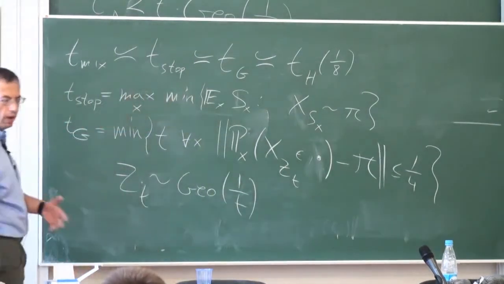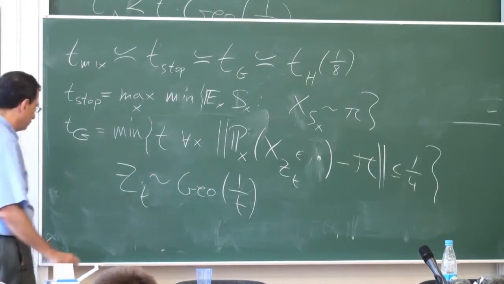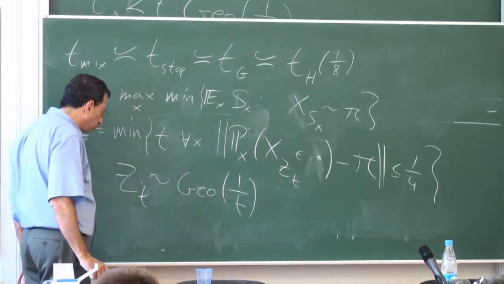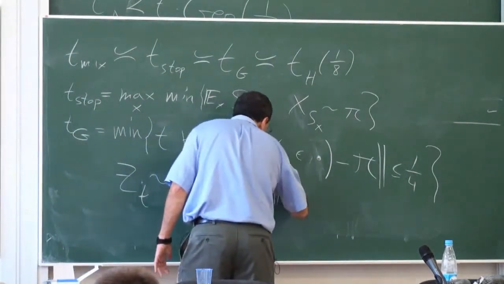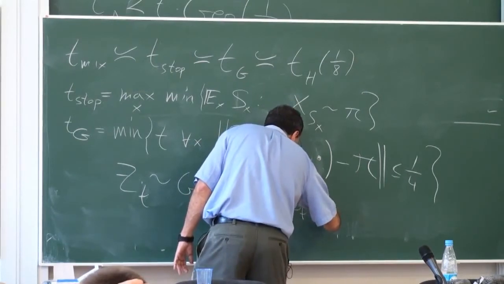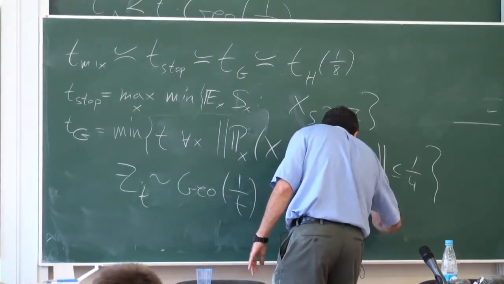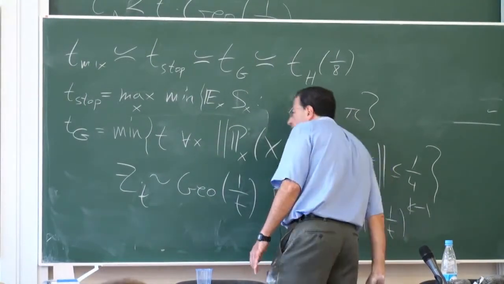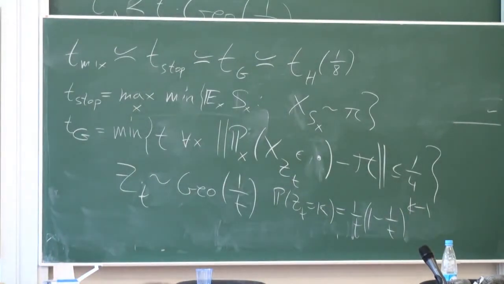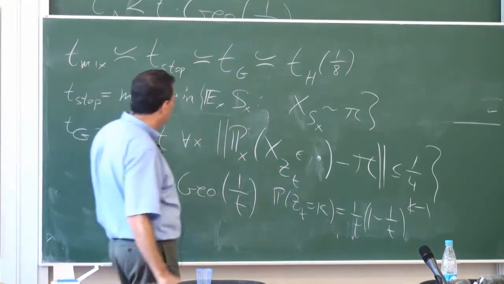This is a geometric that starts at 1, right? So the minimum value is 1, and you get 1 over t times 1 minus 1 over t to the k minus 1. So that kind of geometric variable. This is this notion of Tg.